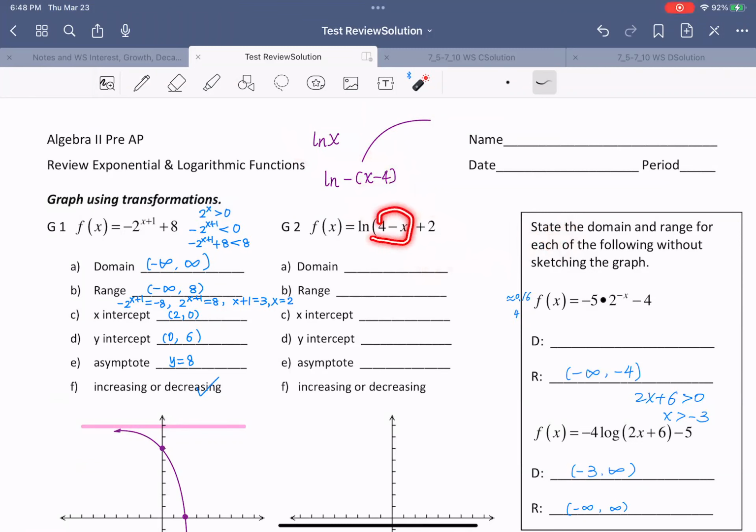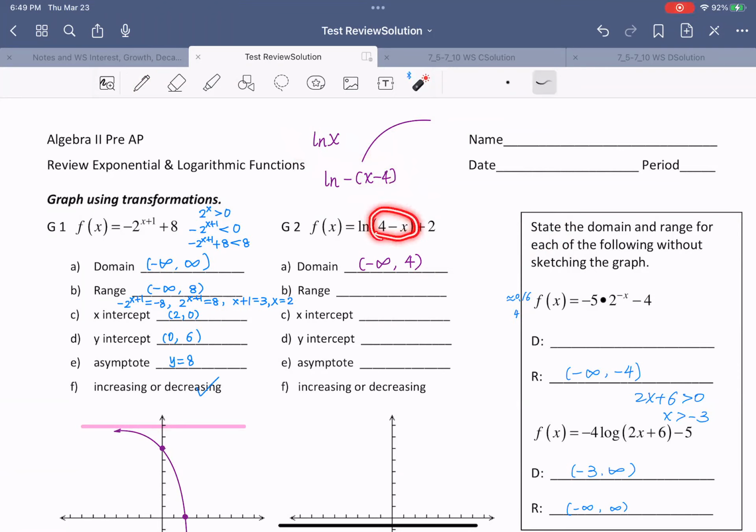Domain, the argument here has to be always positive. So what's the domain, Kathleen? Negative infinity to 4. You want x to be less than 4, right? Oh, yeah.